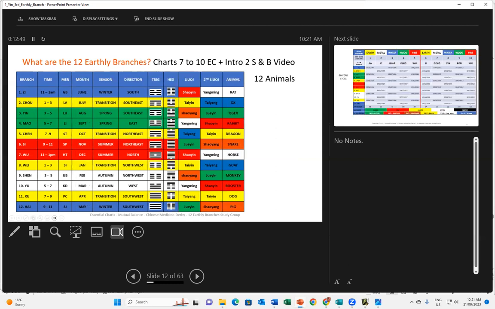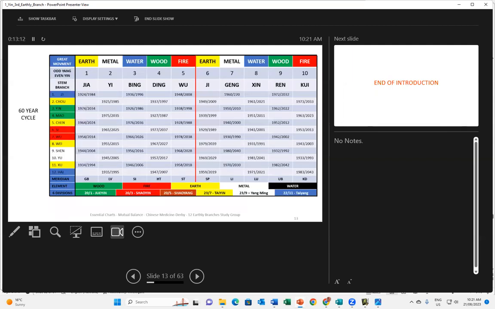And we've also got the 12 animals related to the branches. So rat, ox, tiger, rabbit, dragon. I should have changed the colours in these actually. These colours should be in alignment with the colours of the branch. And then all of this runs through a 60-year cycle.